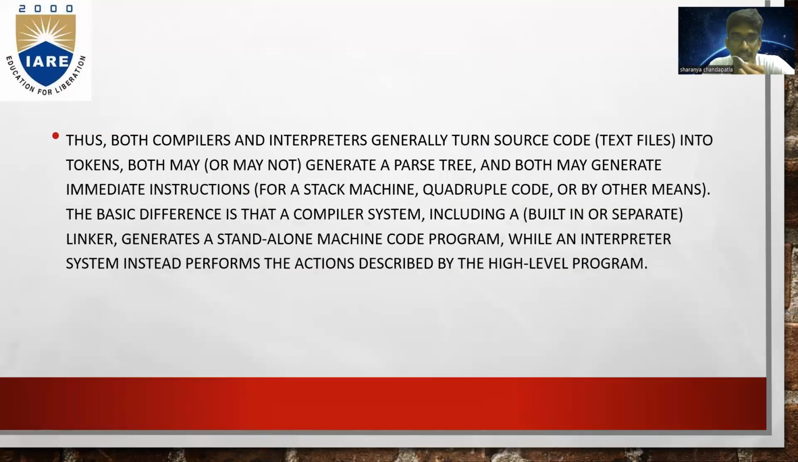Thus, both compilers and interpreters generally turn source code, that is, text files, into tokens. Both may or may not generate a parse tree, and both may generate intermediate instructions for a stack machine, quadruple code, or by other means. The basic difference is that a compiler system, including a built-in or separate linker, generates a stand-alone machine code program, while an interpreter system instead performs the actions described by the high-level program.